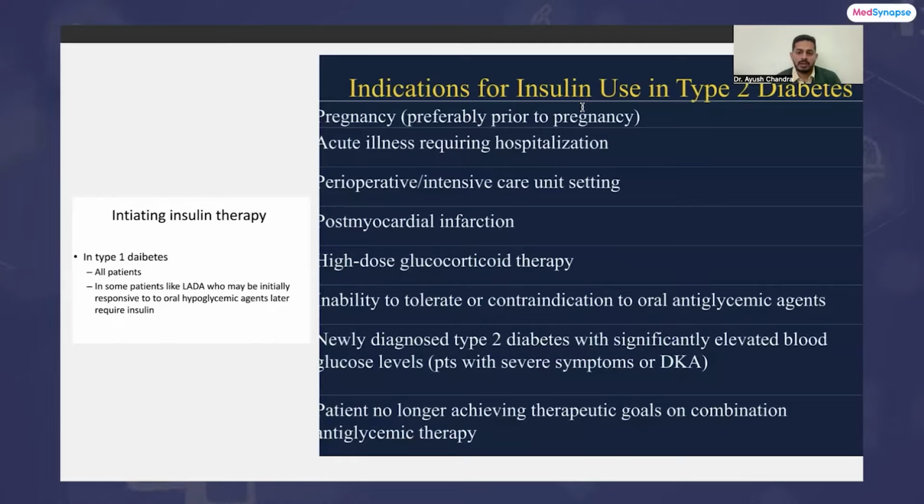Then acute hospitalization, where the role of insulin is much more as compared to oral drugs, that is very important. Any hospitalization, acute illnesses, also post-operative care or intensive care, where you will always see that whenever a patient is admitted, the role of insulin is very important. So MI, high doses of glucocorticoid therapy, in all these things, the role of insulin is very effective and important. Then newly diagnosed type 2 cases where the oral medication combination fails.